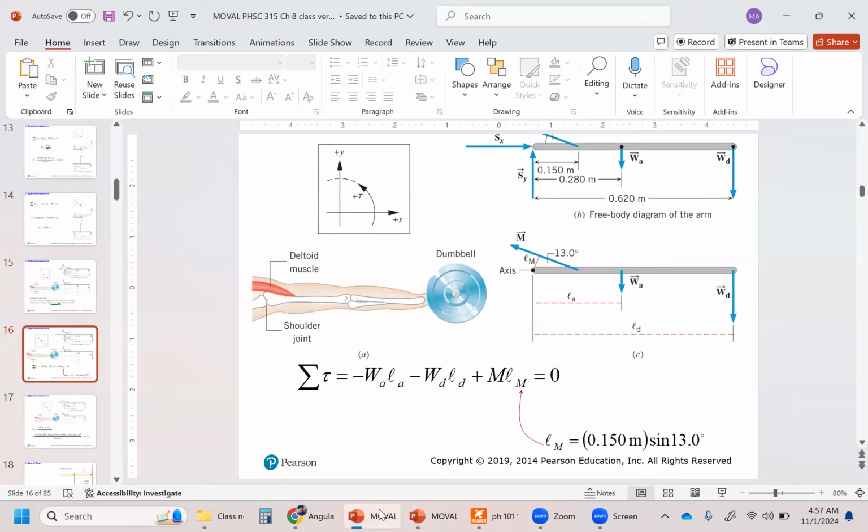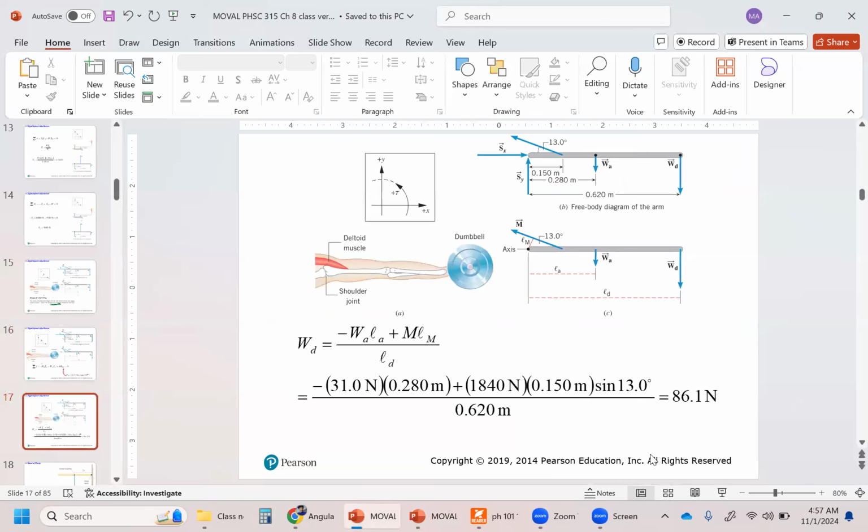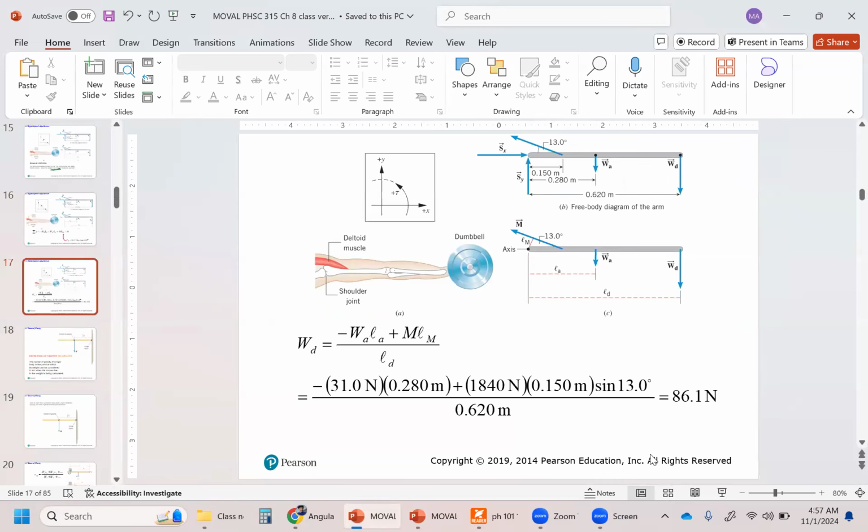And that's what we just did. So our torques, you get, this is your first one, your dumbbell times your length for the dumbbell, your arm times your length for the arm, and then your glute muscle times the length for the glute muscle, which in this case is going to be in the y direction. So it'll be 30 sine theta. And we get 86.1. Perfect.